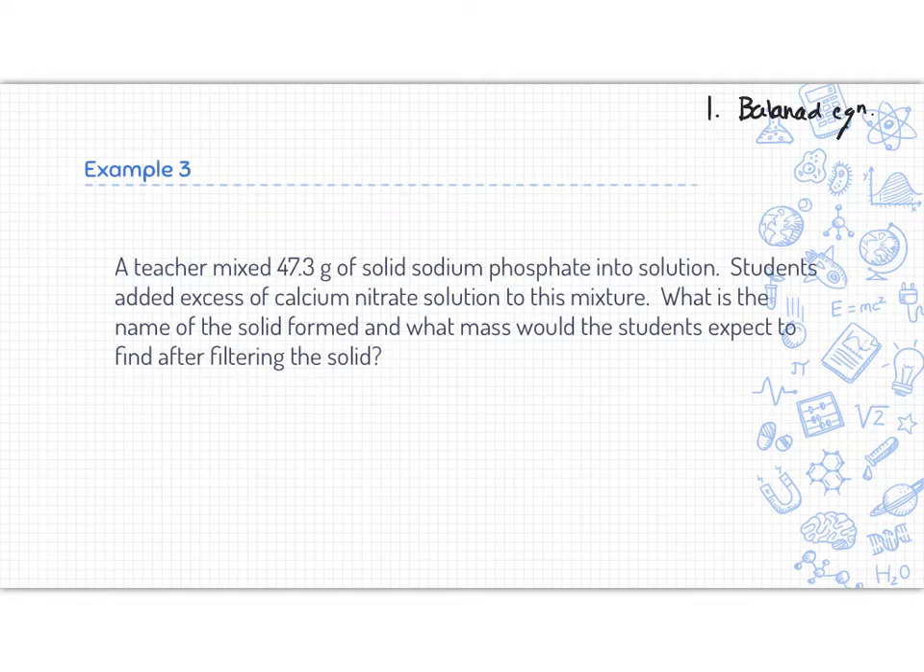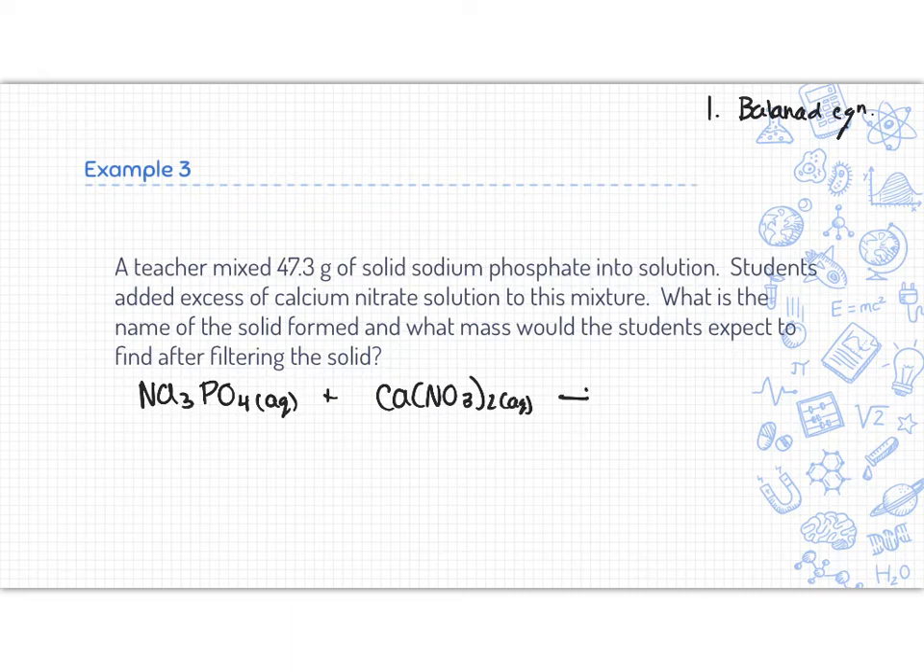Okay, sodium phosphate is Na3PO4, because PO4 has a 3- charge. And they've told us that they've mixed it into solution, so it's aqueous before we react. We then add calcium nitrate, which is also aqueous. It's a solution.